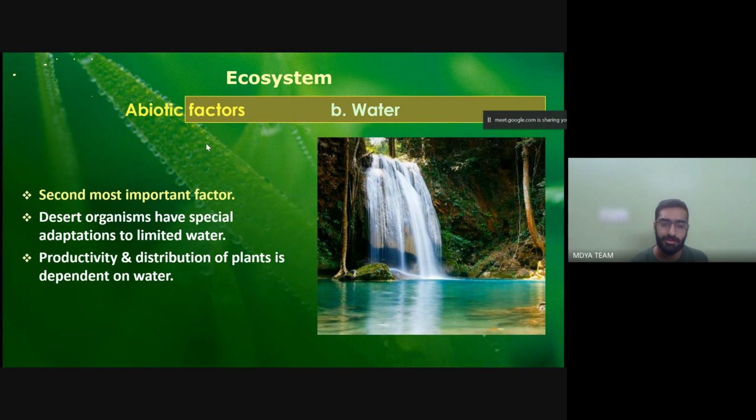Productivity and distribution of plants is also dependent upon water. Suppose there is more water at a place, then there would be different kinds of plant species in that region where the water is very high. And if the water level is very low at certain places, then there will be different kinds of plant species. For example, the cactus is found mostly in desert areas, because it is able to sustain its life even with less water intake.